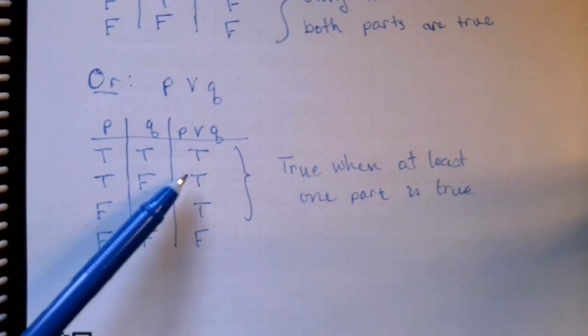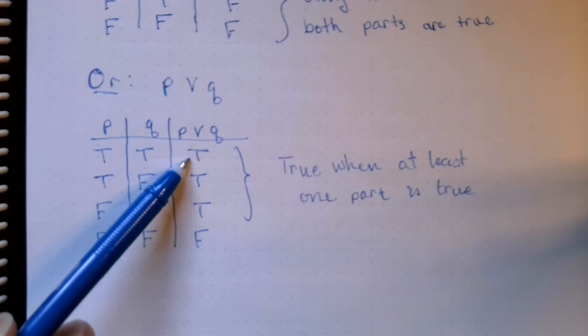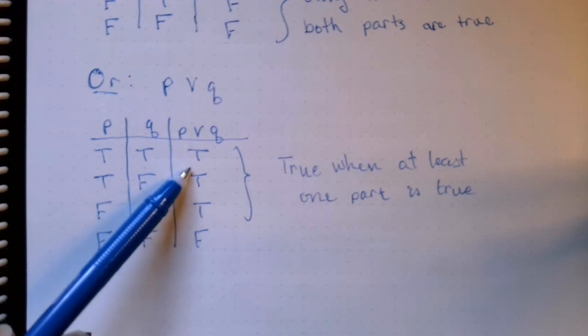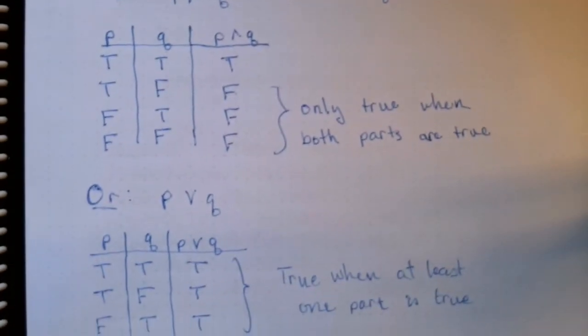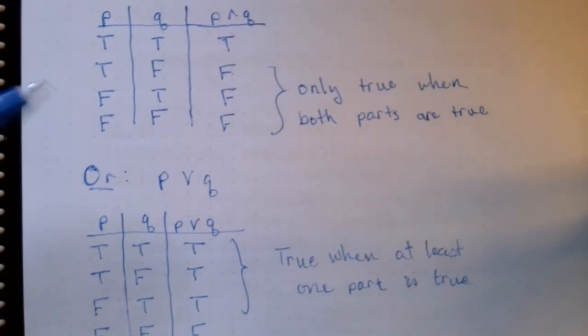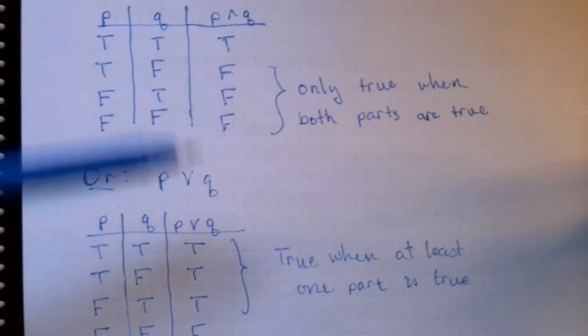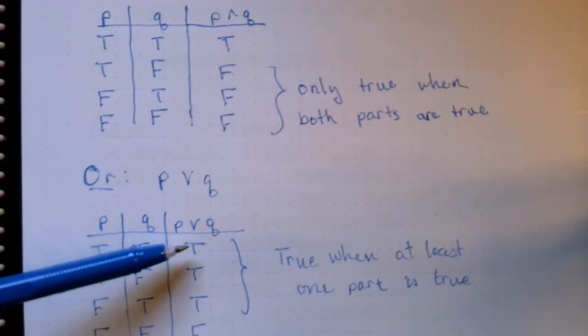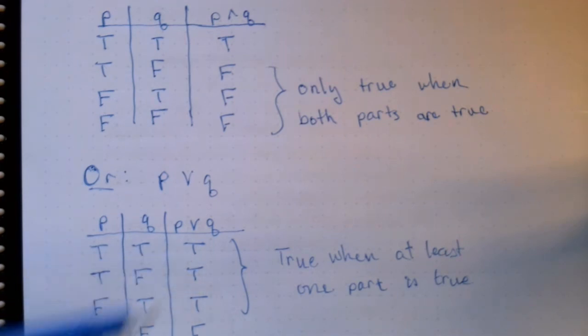Notice that the only time this is false is when they're both false. So if you put two statements together using the OR operator, you're going to get a true statement when at least one part is true. I want you to compare these two truth tables. When you put things together with the AND operator, it's only true when they're both true. When you put statements together with the OR operator, it's true if either one of them is true.